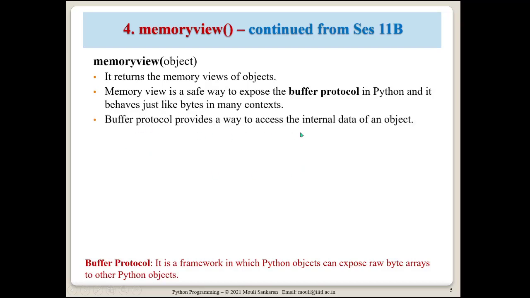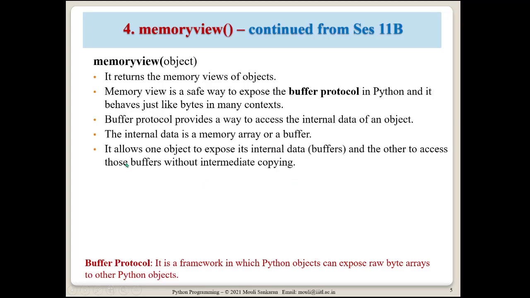Buffer protocol provides a way to access the internal data of an object. We can look at those objects internally. Internal data is a memory array or a buffer, whatever is stored in an object. It allows one object to expose its internal data and others to access those buffers without intermediate copying.